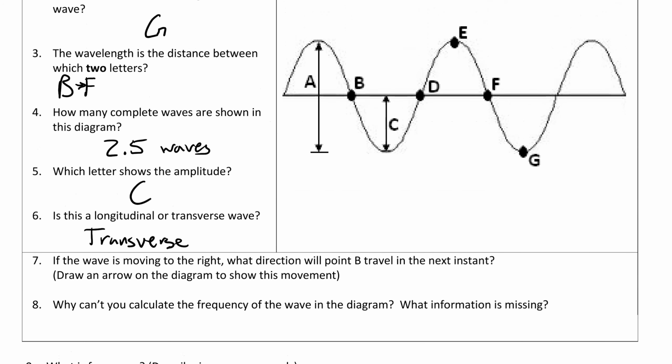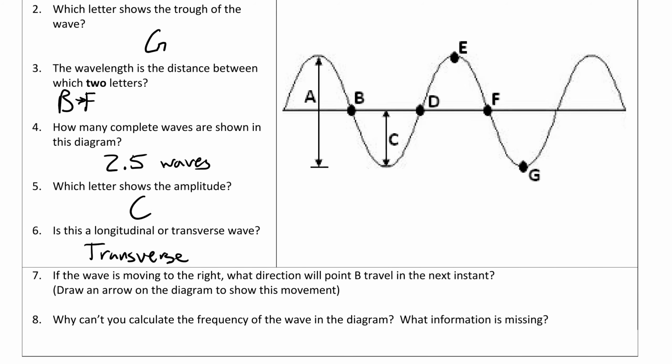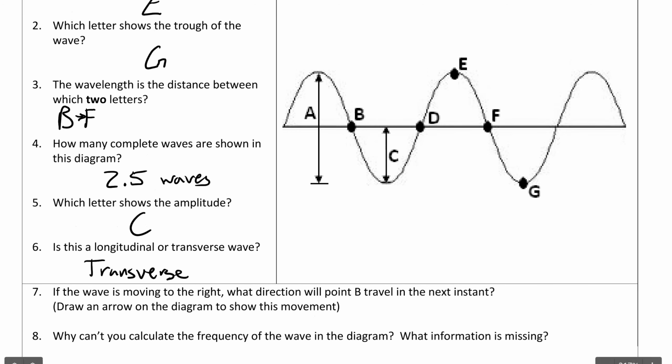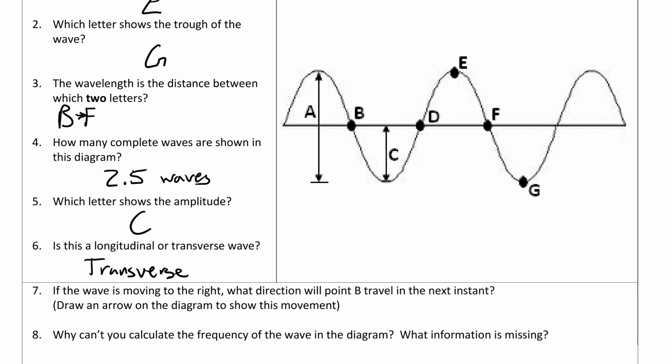Number 7, is the wave moving to the right? If the wave is moving to the right, what direction will point B travel in the next instant? Draw an arrow on the diagram to show this movement. So here's our wave. Okay, let's picture it as a water wave. It's moving along. Here's point B. So I guess we'll draw it on the wave to help visualize it. All right.